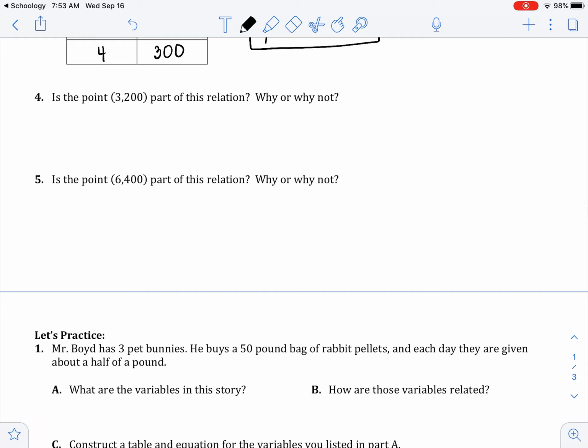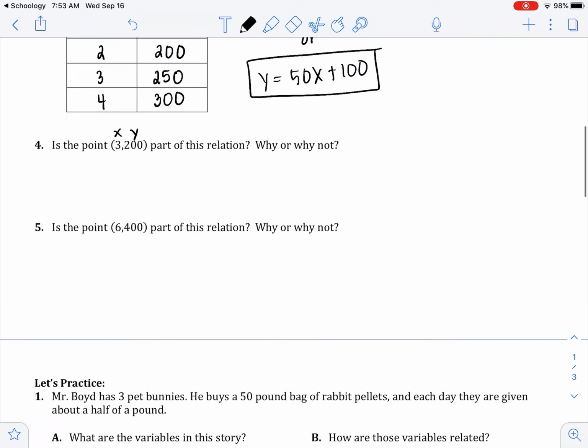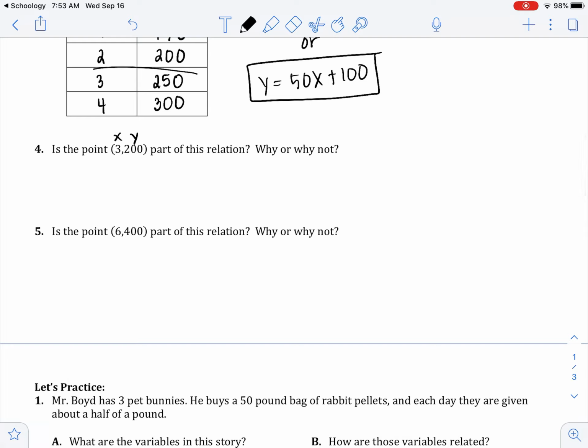All right, the next question is: is the point (3, 200) part of this relation? Why or why not? So it's asking you right here, when x is 3, is y 200? If you look right here in our chart, we can clearly see that it's not. But let's show algebraically that it's not.